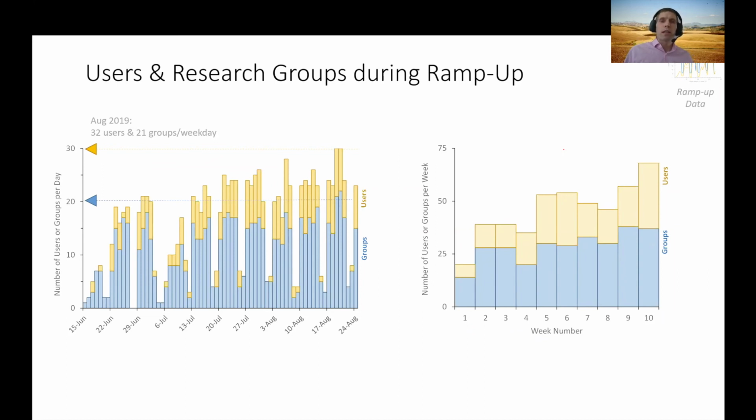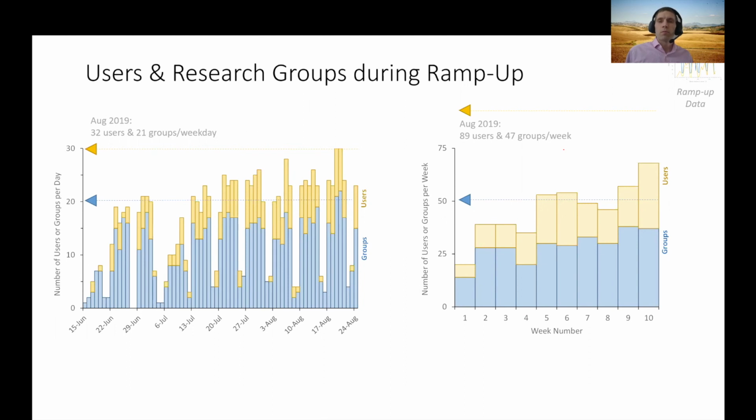If I look at this data and take a step back and ask what it tells me, I would draw two conclusions. Actually, before I draw the conclusion, I want to compare this to 2019. Last year, for the same time frame in August, we had about 89 users on average, so many more people, and 47 groups per week.